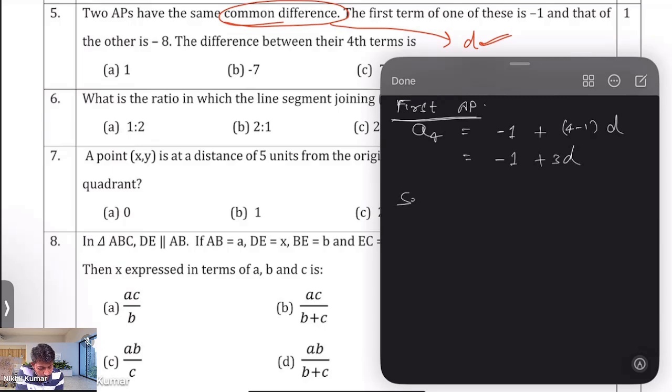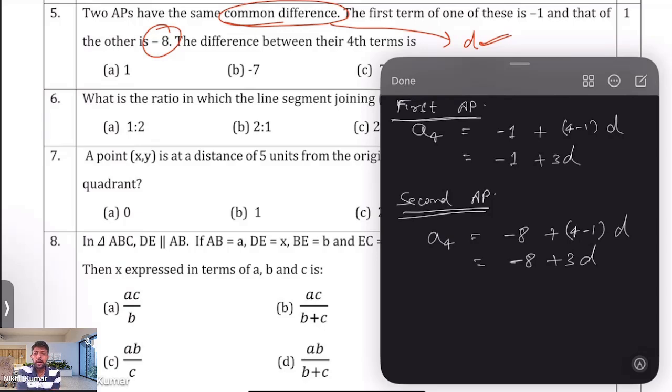For the second arithmetic progression, again the fourth term would be, but this time you'll have to use minus 8, because for the second arithmetic progression the first term is minus 8. So minus 8 plus n minus 1, it's again the fourth term. So this is minus 8 plus 3d. So we've found the expression for the fourth term of both these arithmetic progressions. We have to find their difference. The question asks me to find the difference between their fourth terms.